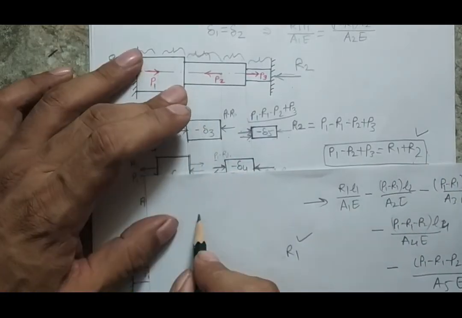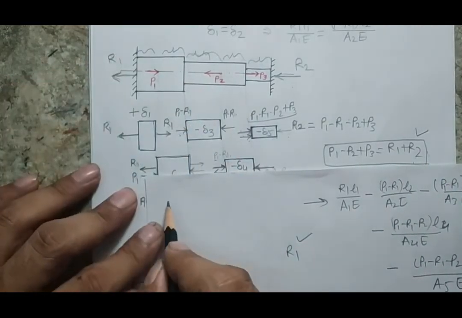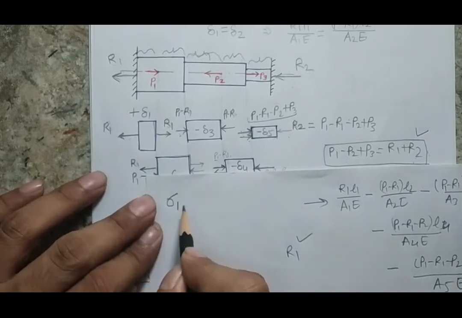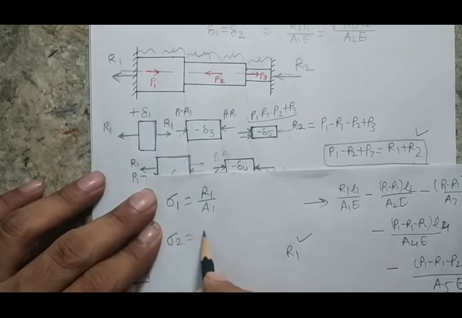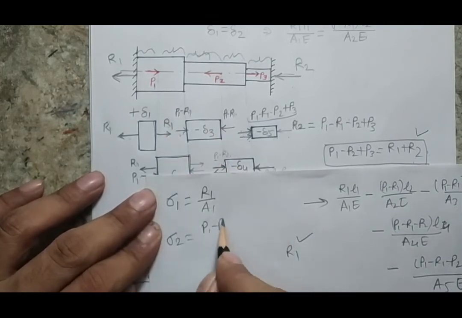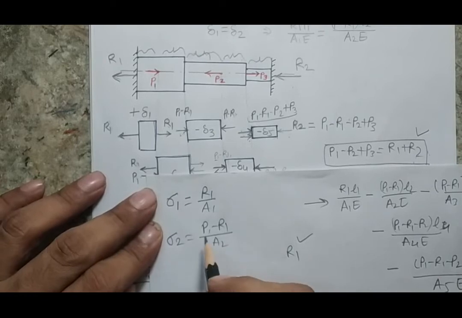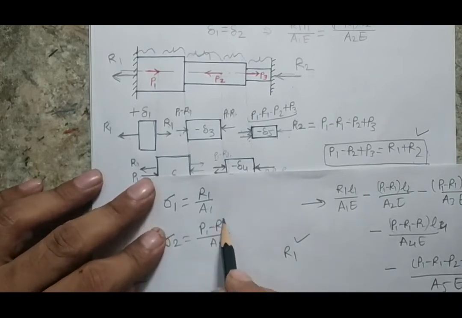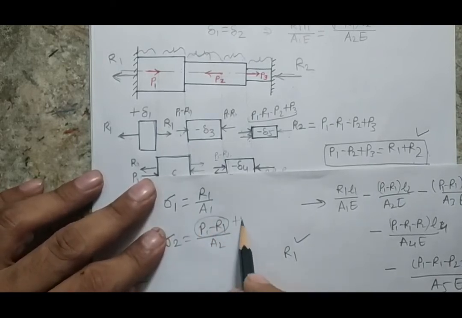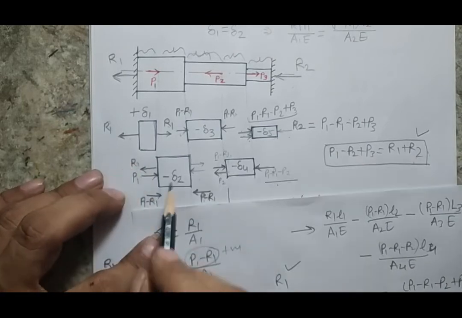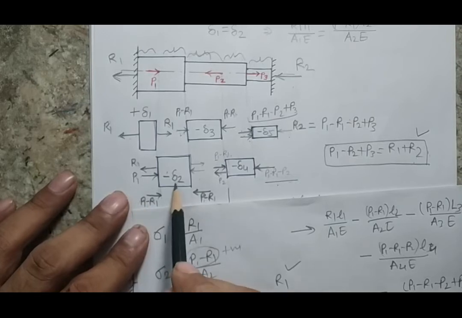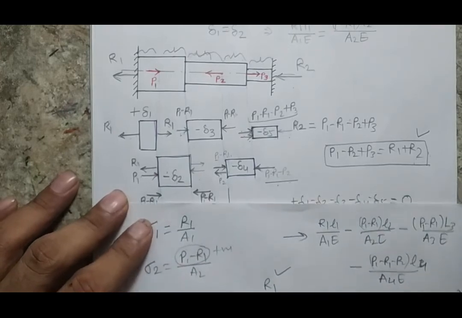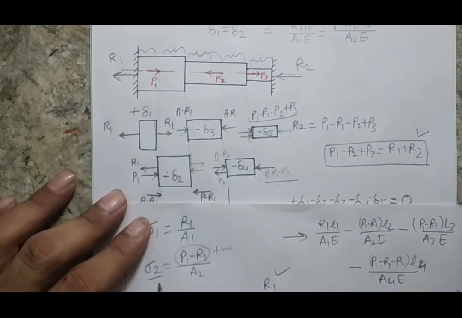As I get the forces in each section, if I am interested to find the stresses in each section, my stress in the first section will be what? R1 by A1. Stress in section 2 will be the force, actually P1 minus R1, by A2. And if I finally find that this exact term is coming out positive, that means the nature of force here would be compressive, because my force is going to act inside the body. That means the change in length will be compressive type. So the nature of the stress will be compressive.